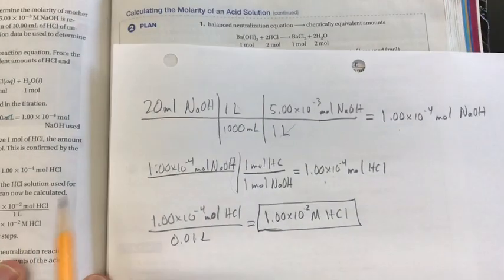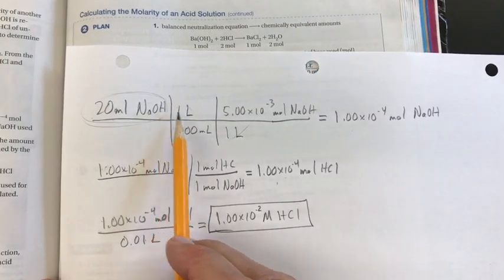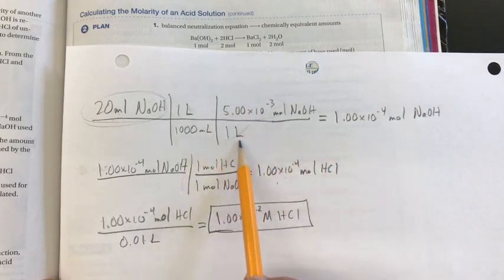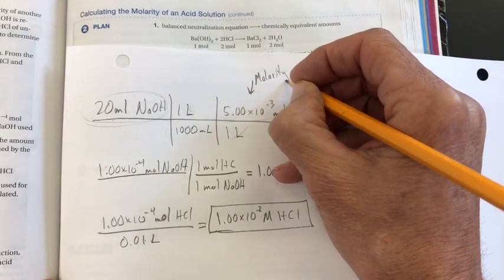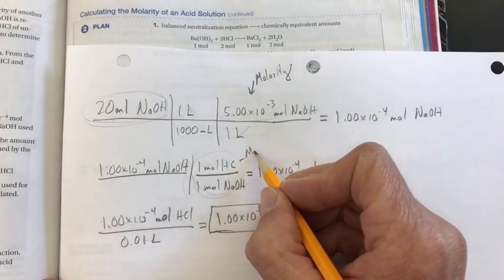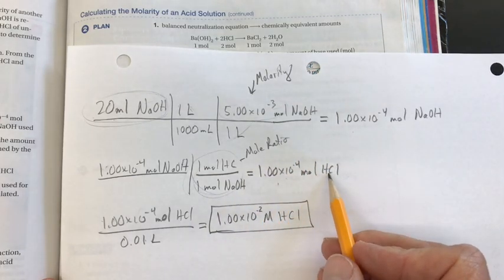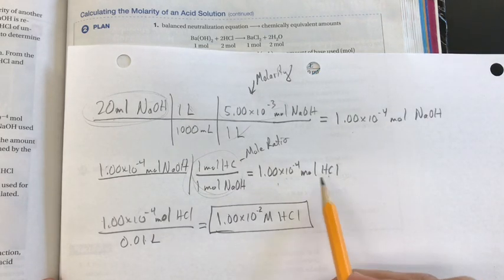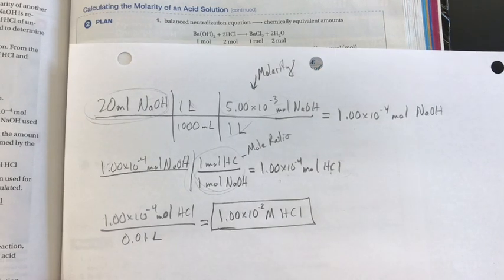So, quick review. We take our volume of our known and do the conversion to find out how many moles of it we used based on its concentration. So this is the molarity. And then we use the mole ratio to find how many moles of the other unknown we used. Once we know the number of moles, we divide it by the volume, and ta-da, we know what the concentration of the other substance was.